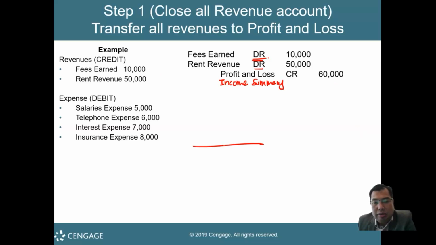So this is the accounts. I've drawn the accounts. This is your fees earned account. You have 10,000. So to close this account, you debit 10,000. So the balance will be 0. So debit all the revenue accounts and then credit your profit and loss or income summary. That is for revenues.